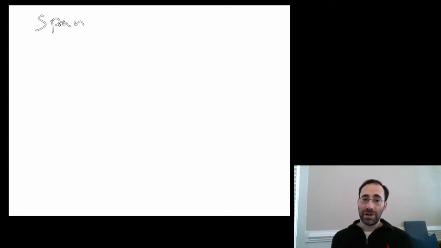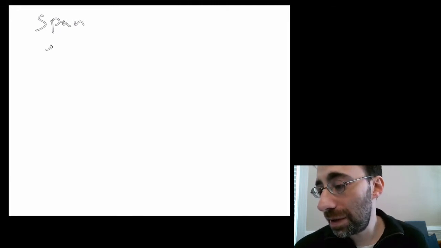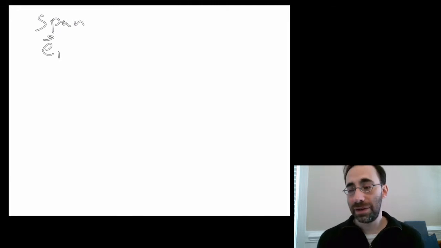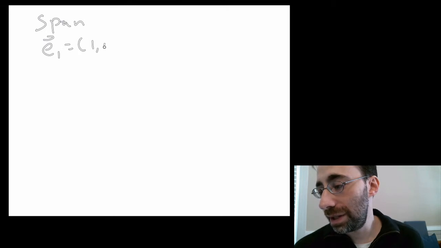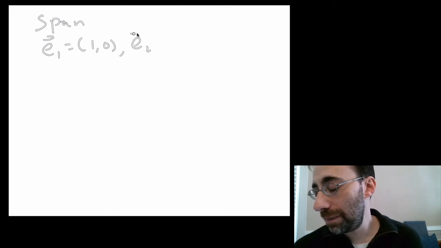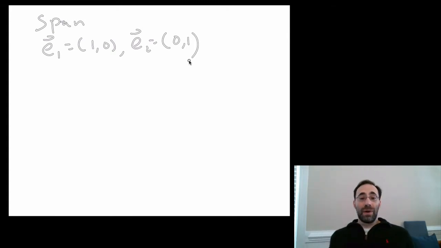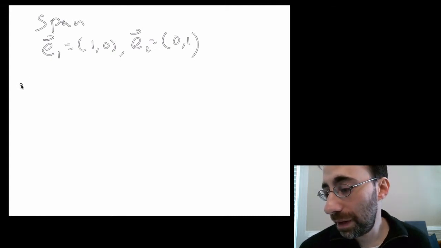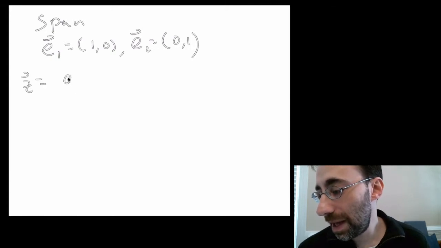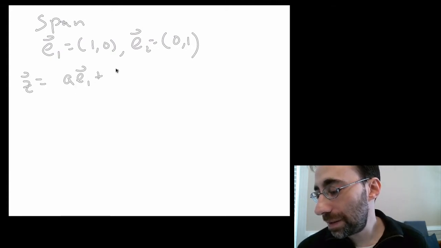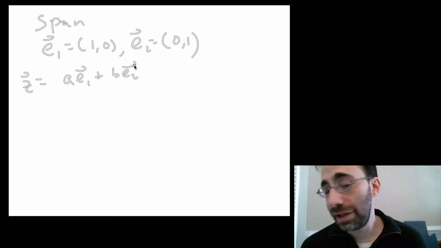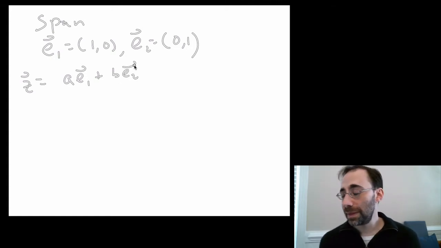You've seen examples of this before all the time. In two-dimensional space, we can write the vectors E1, which is (1, 0), and E2, which is (0, 1). I can write any vector in two-dimensional space as a combination of those two. Why? Well, here's a random vector, Z. Z could be A E1 plus B E2. This is a linear combination of those two vectors.